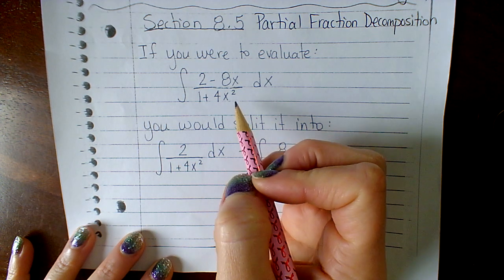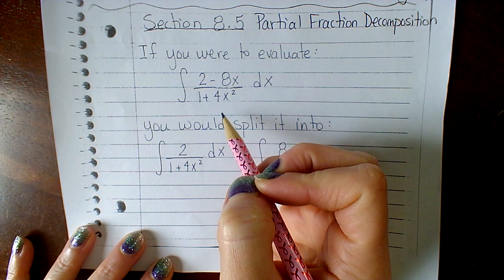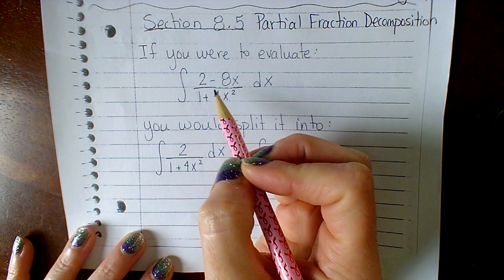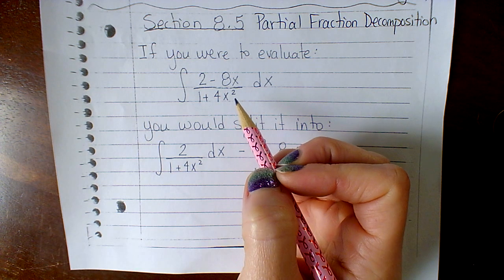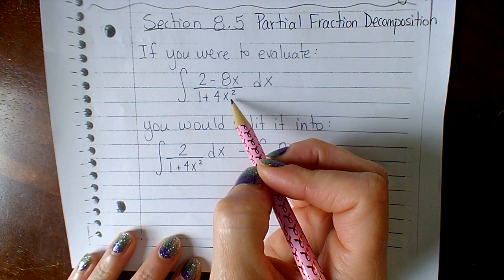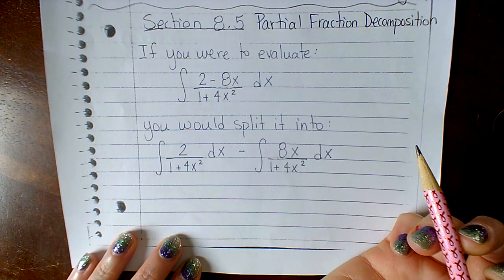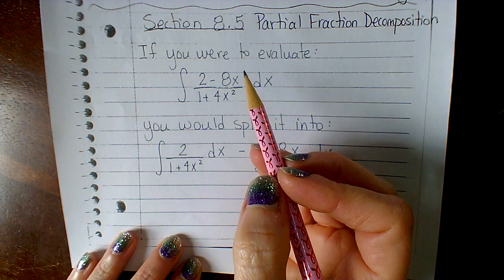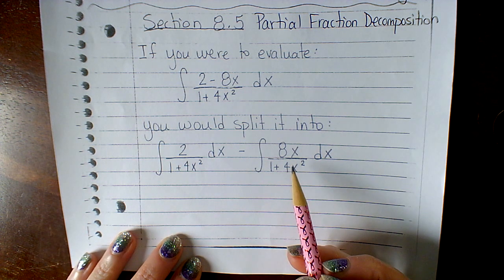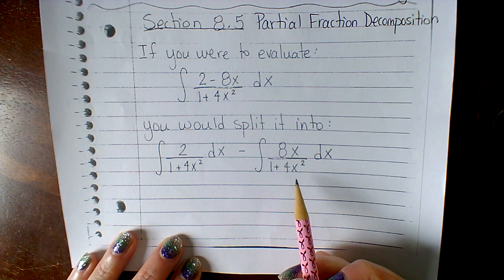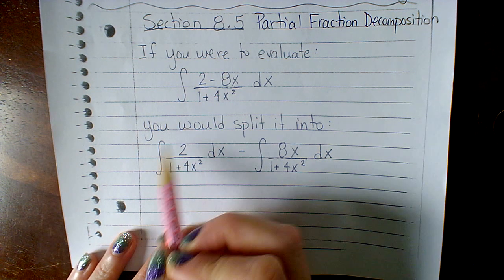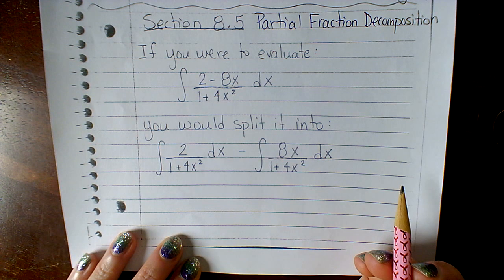If we were going to integrate this, it would be easier to do by splitting this up into two fractions or two rational functions. 2 over the denominator minus 8x over the denominator. This makes the original rational function into two rational functions that are easier to integrate. This one's a nice little arctangent, and this one's just a u substitution.